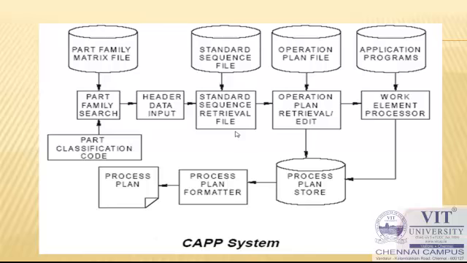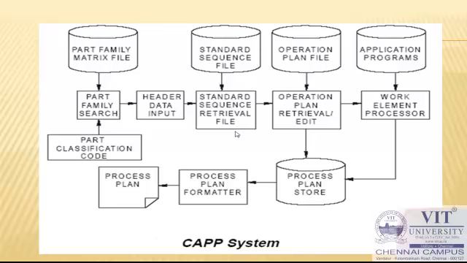So these are all the operations that will be suggested by the standard process plan. Retrieve it, and finally the process plan will be generated. The generated process plan will be stored in the database for future. Finally, the process plan chart will be prepared, that is, the route sheet is prepared. According to the route sheet, the final process plan will be ready.